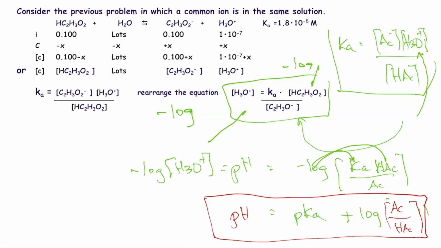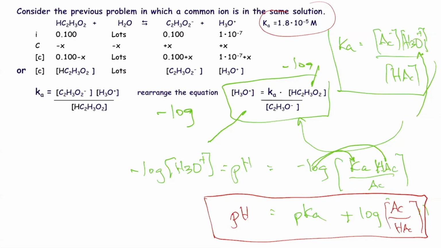Now, there are exceptions where this is not valid. You've got to know that. That's if Ka is a fairly big number. What do I mean by fairly big? 10 to the minus 2, 10 to the minus 1. The simplifying assumptions would not work if the dissociation is pretty efficient. It produces a lot of hydronium, then your simplifying assumption won't work.